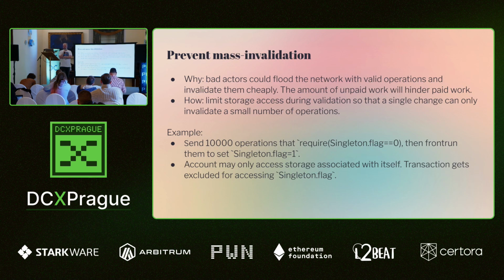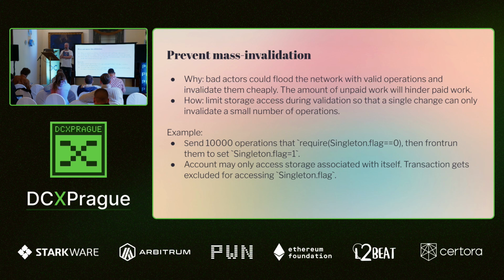Another problem we had to deal with is mass invalidation. That means performing a denial of service attack against the entire network by sending a very large number of transactions that are valid, so they do get propagated, but then invalidate all of them by front-running them with one transaction that makes a state change, making them all invalid on-chain. So that would keep all the nodes constantly busy doing unpaid work and unable to perform any paid work.